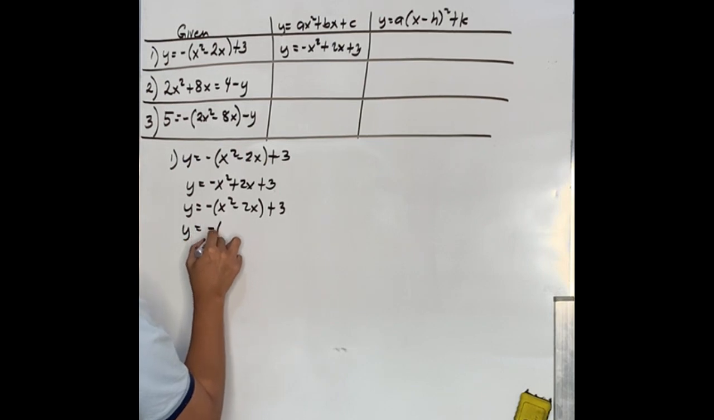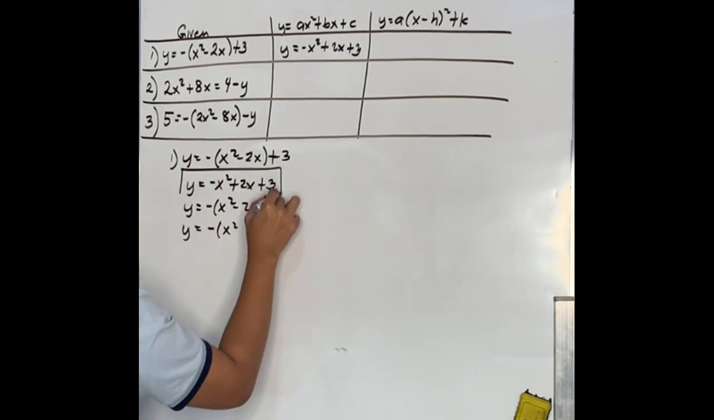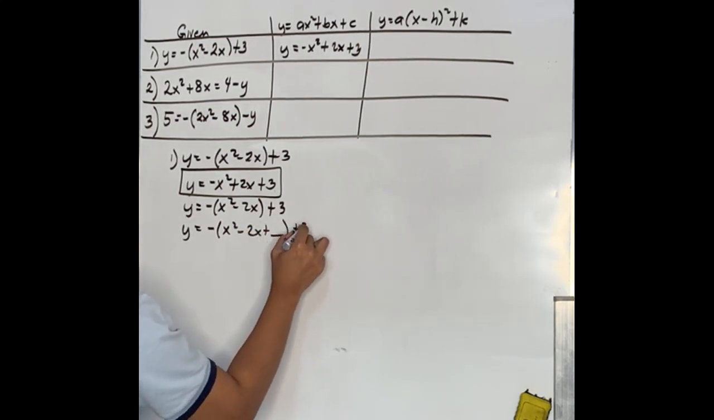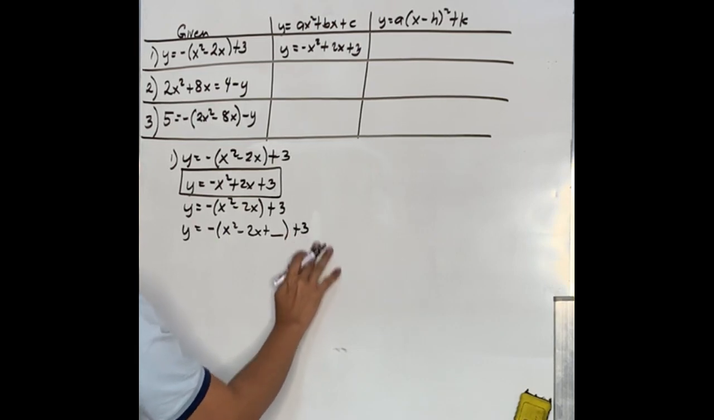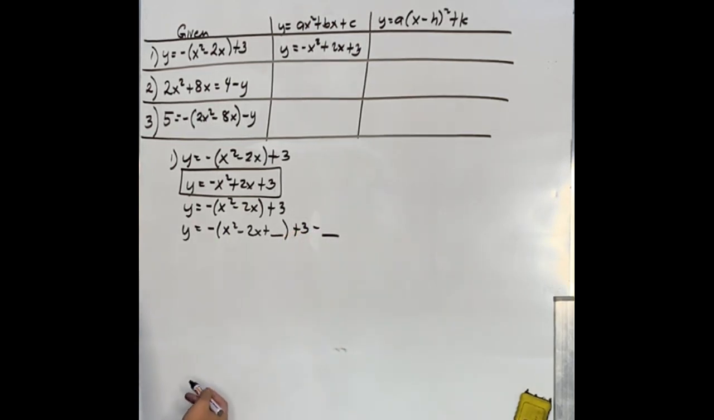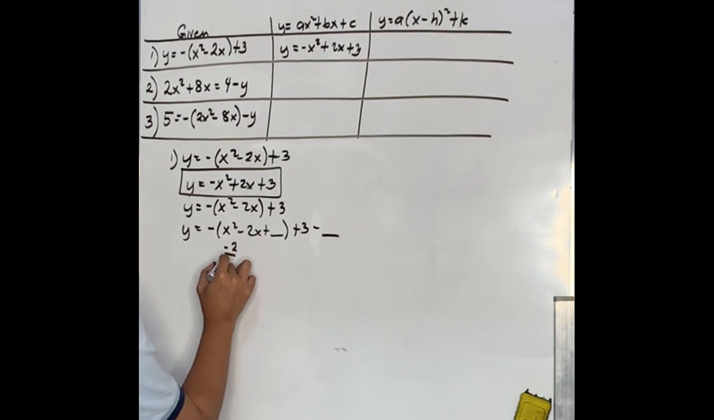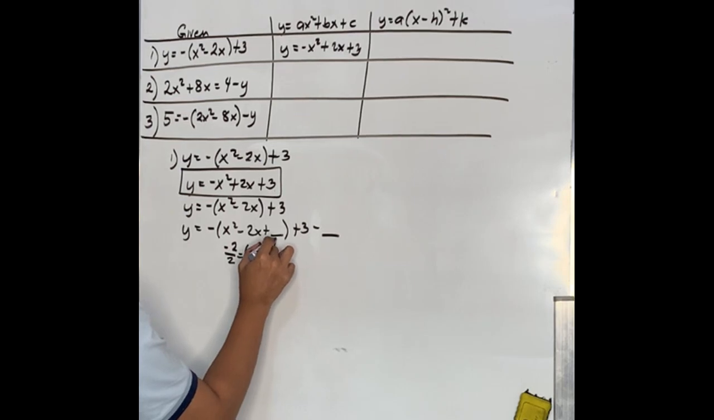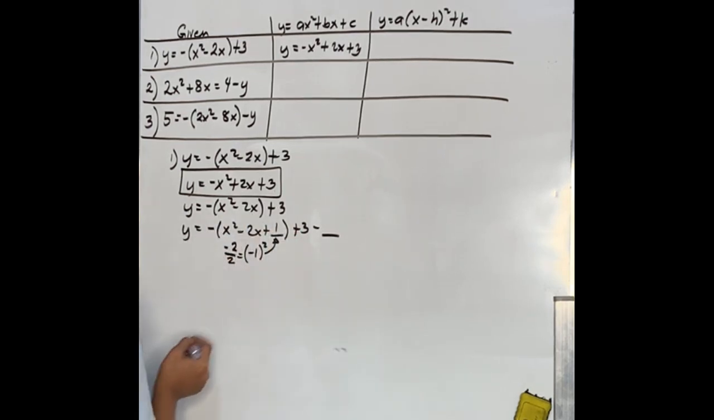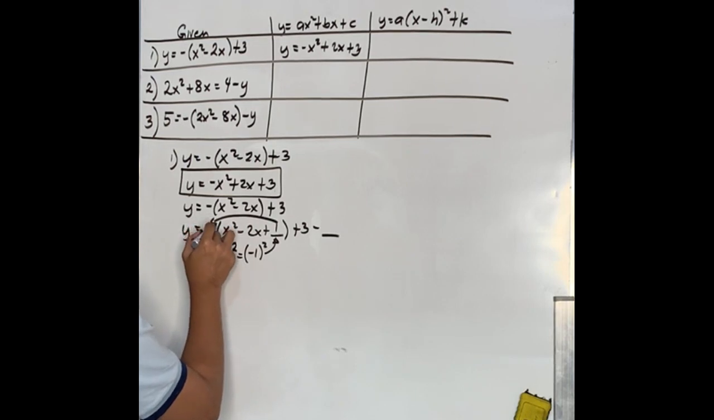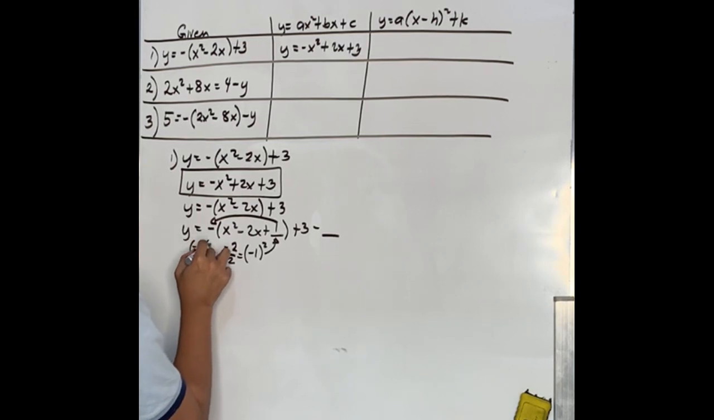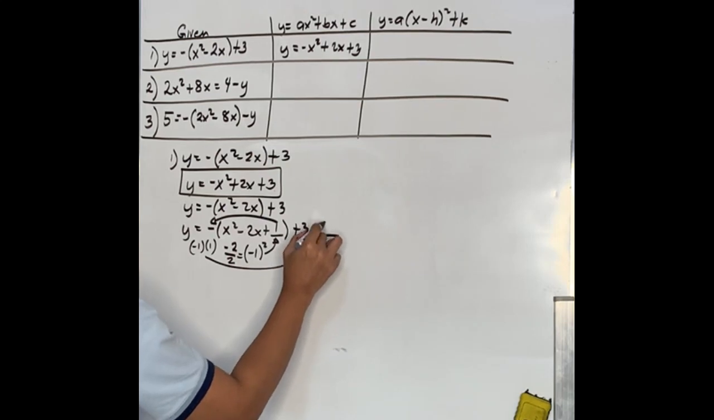Y is equal to negative of x squared minus 2x plus blank plus 3 minus blank. Okay, now let's divide negative 2 by 2. You will get negative 1. Square it, you will write on our first blank, which is 1. Multiply 1 to the coefficient of the group, which is negative 1, times 1. The answer will be negative 1 and write on the second blank.